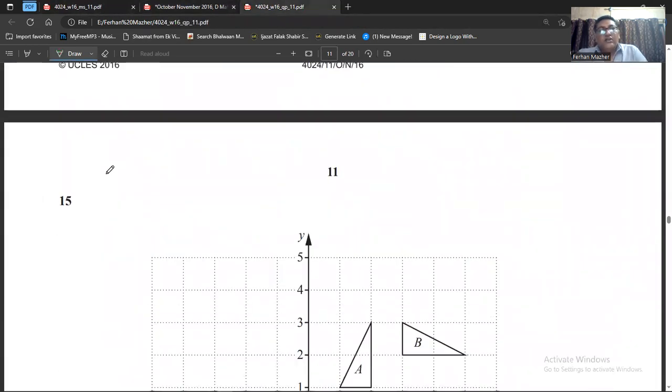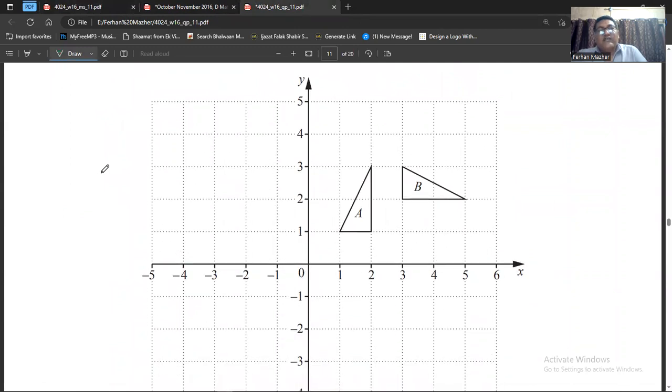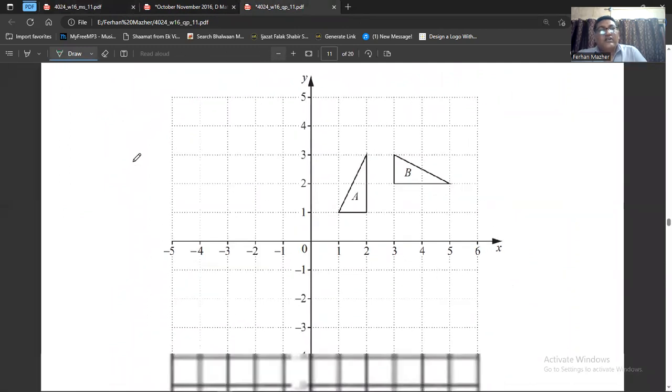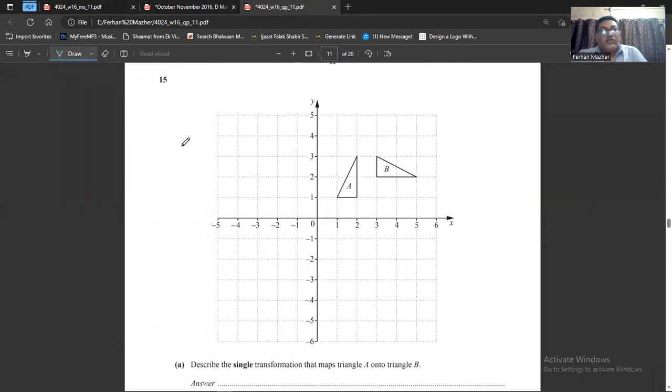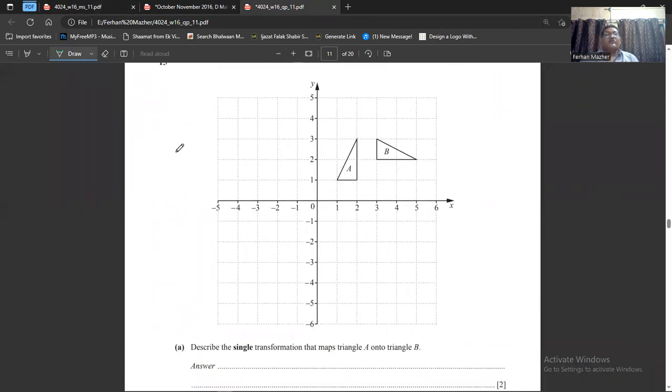Okay, so we are going to the next question, and that question is question number 5. Here he says, describe the single transformation that maps triangle A onto triangle B. So you see, the triangle is like this, then it is like this. It was standing like this, then it became like this. So it means it has been rotated.